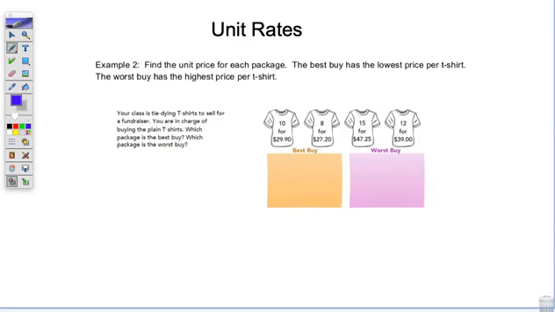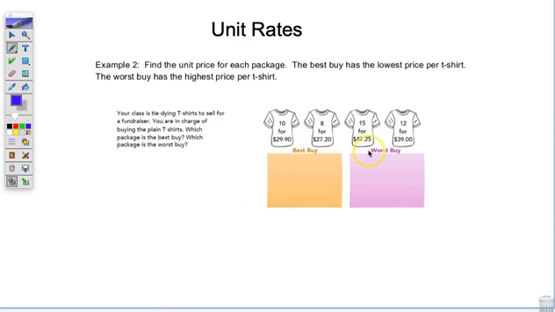Let's look at another example. Find the unit price for each package. The Best Buy has the lowest price per t-shirt. The Worst Buy has the highest price per t-shirt. So this is a great example to look at because we always want to find the better buy. So your class is tie-dyeing t-shirts to sell for a fundraiser. You are in charge of buying the plain t-shirts. Which package is the best buy? Which package is the worst buy?